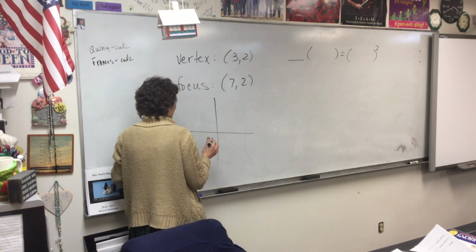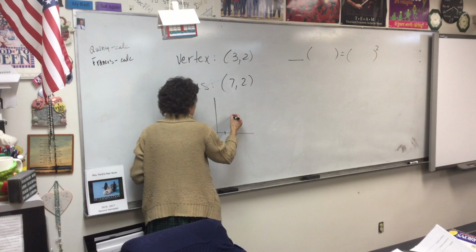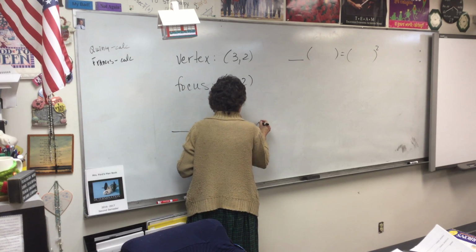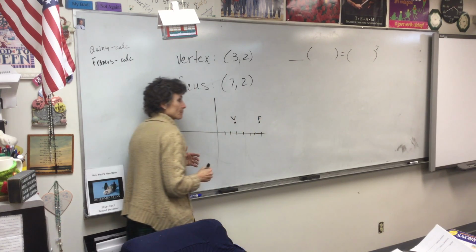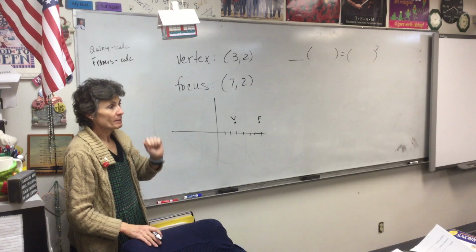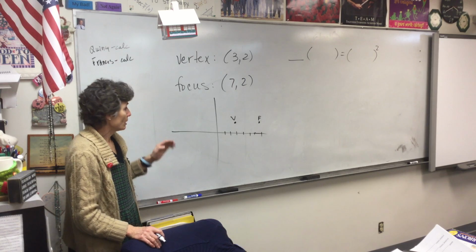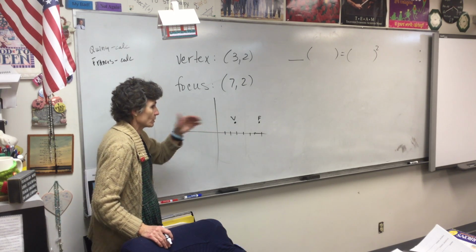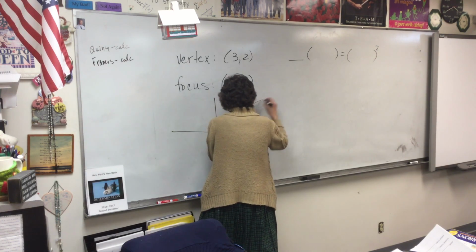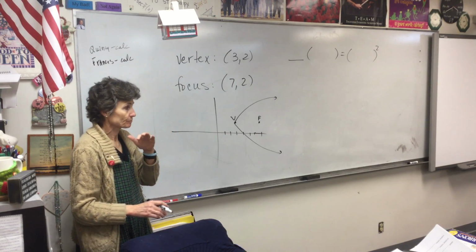Now I'm going to plot what I've been given, which is (3, 2), and pay attention, that's my vertex, and (7, 2), that is my focus. From that, you should be able to tell which way your parabola opens. From the vertex and the focus, which way does it open? To the right. Remember, it always wraps around its focus, so it's opening to the right.